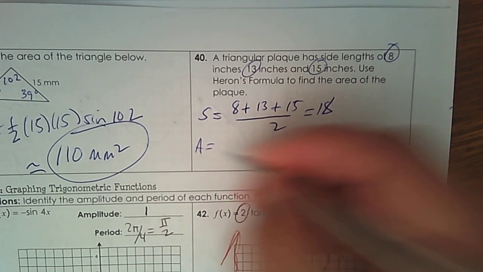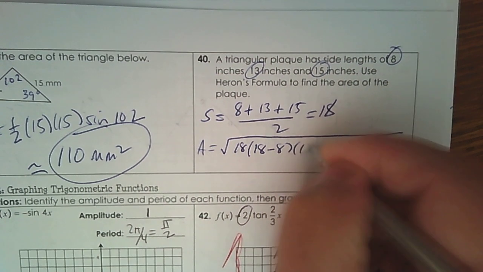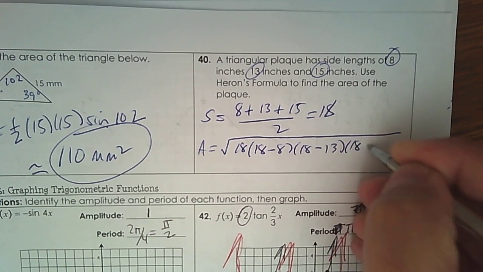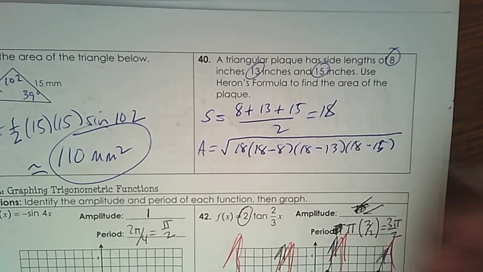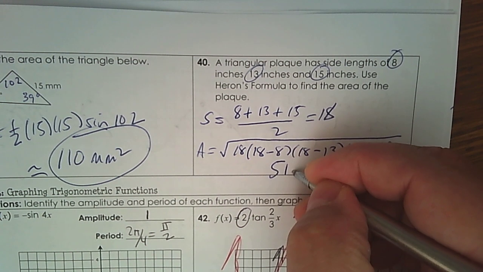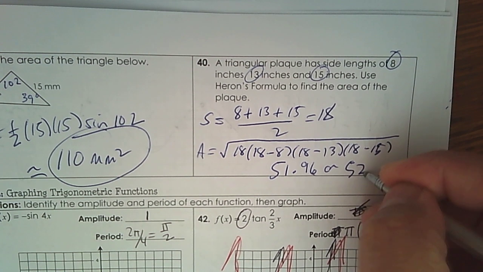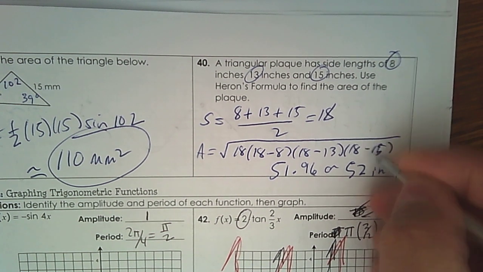Next, the formula, you'll need a calculator here. The square root, we start with 18 and just subtract one side at a time. So square root 18, 18 subtract 8, 18 subtract 13, 18 subtract 15. And that's 51.96, or just round it to 52, and that's inches squared.